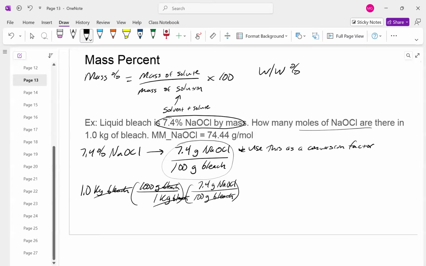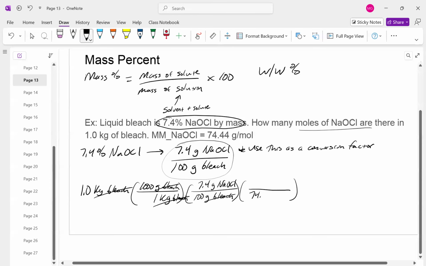So in order to go from grams to moles, I need the molar mass. So that's given to me in the problem. As a side note, how would I find that if the problem didn't give it to me? Well, I'd start adding up all the masses from the periodic table. So keep that in the back of your mind.